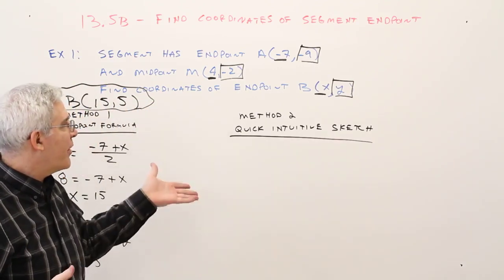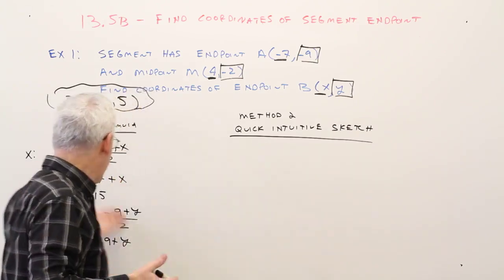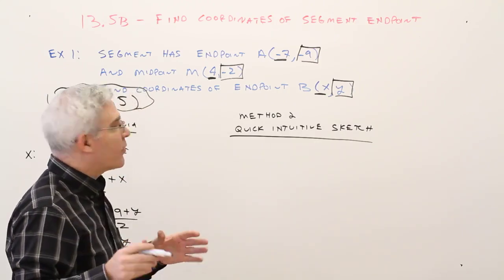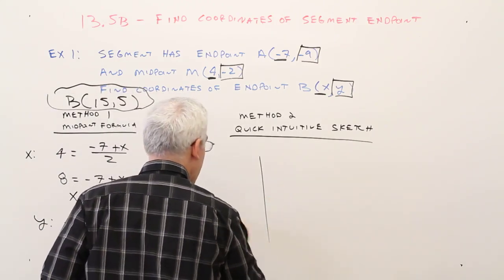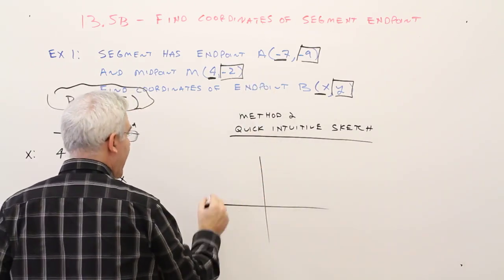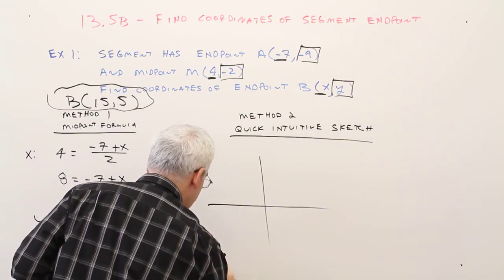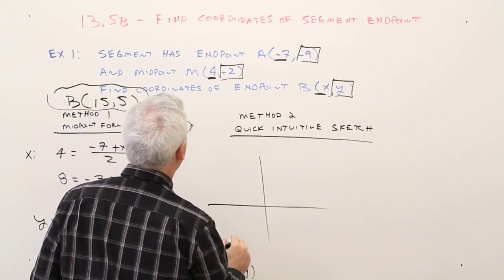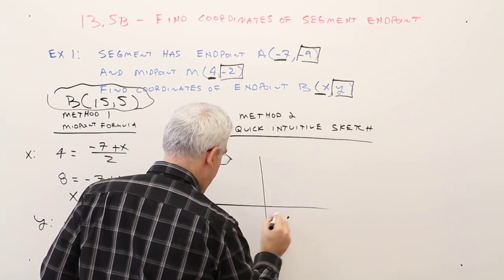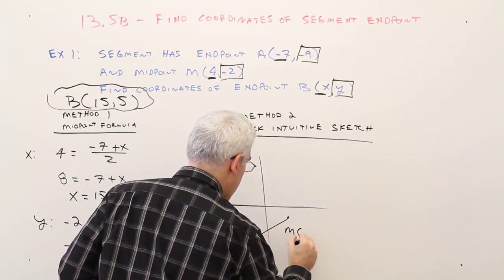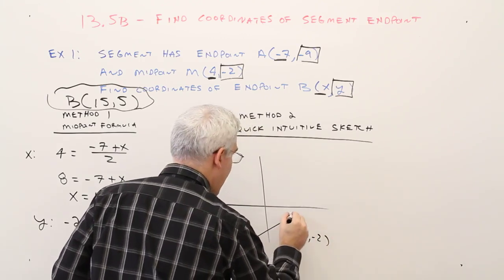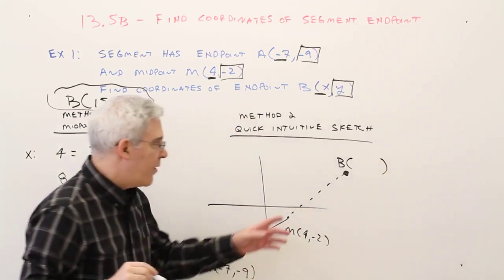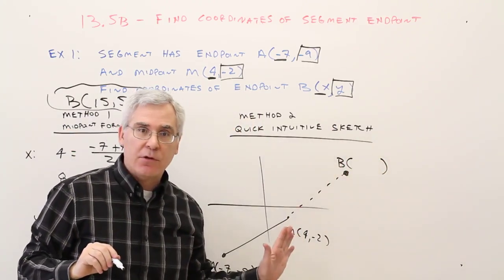All right, I'll show you another way. It's quick, intuitive, and doesn't really involve so much algebra. If you like it, feel free to use it. So I'm going to draw a sketch, just really quickly. -7 by -9, somewhere down there. Midpoint 4 by -2, somewhere over there. And then the other endpoint would be going in that direction.